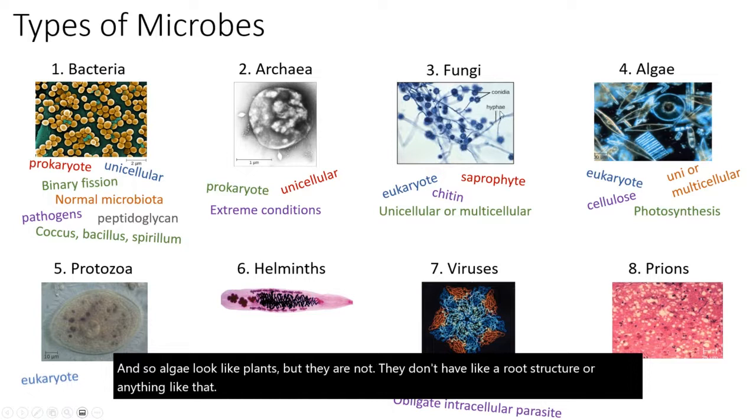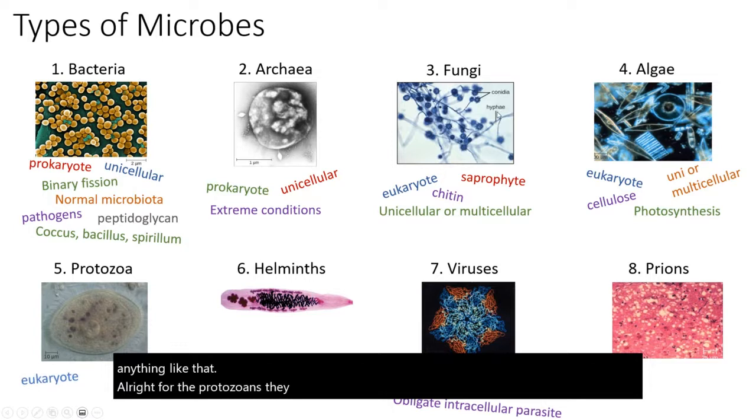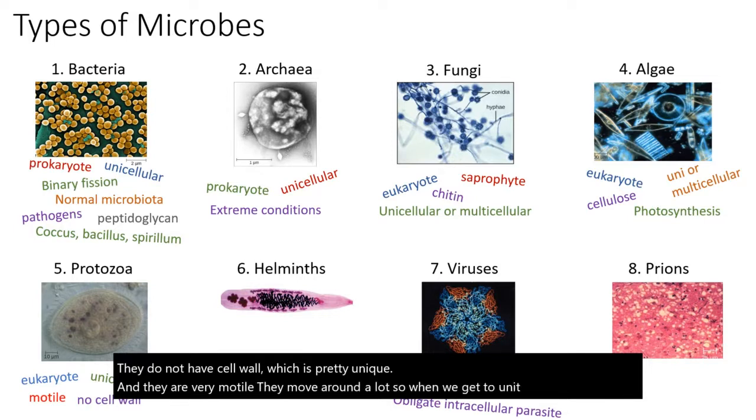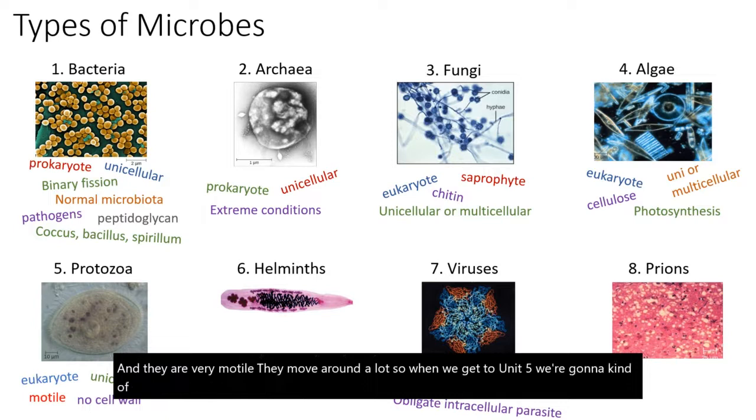All right, for the protozoans, they are eukaryotic. These are all going to be unicellular. They do not have a cell wall, which is pretty unique, and they are very motile. They move around a lot. So when we get to Unit 5, we're going to kind of divide our protozoans based on how they move around.